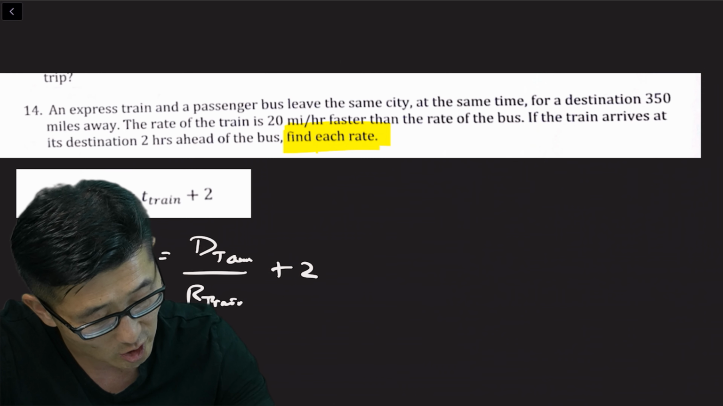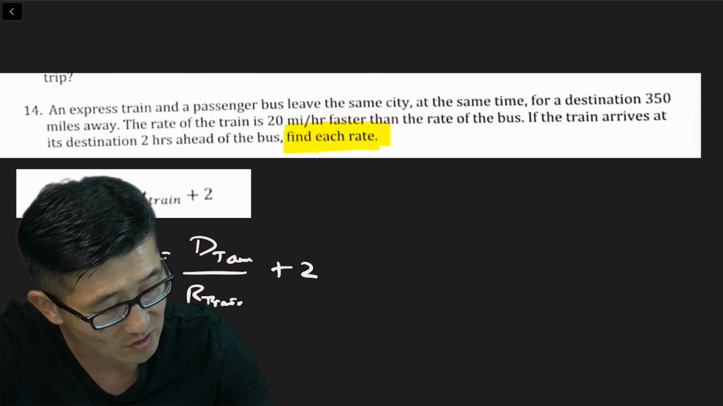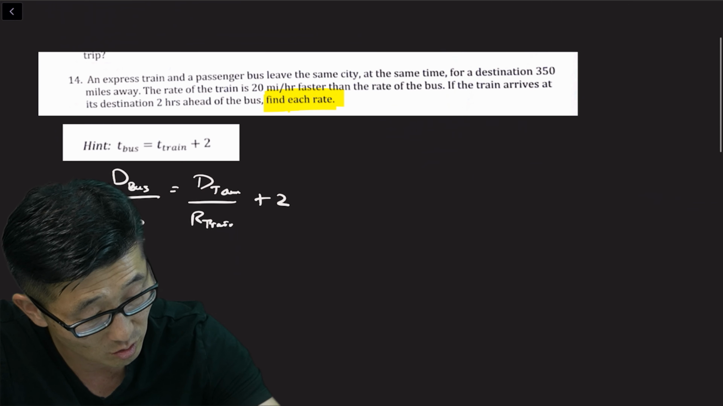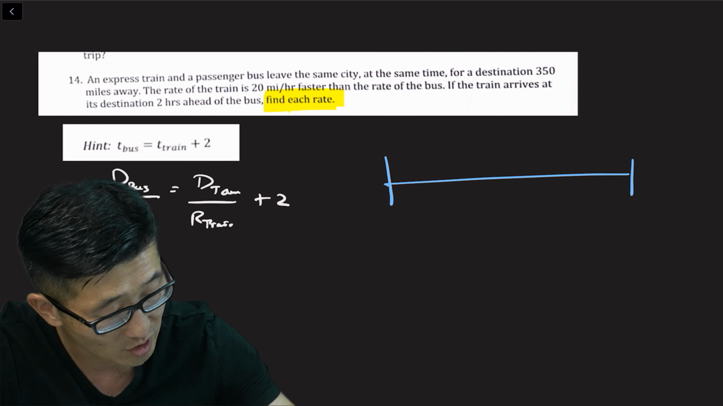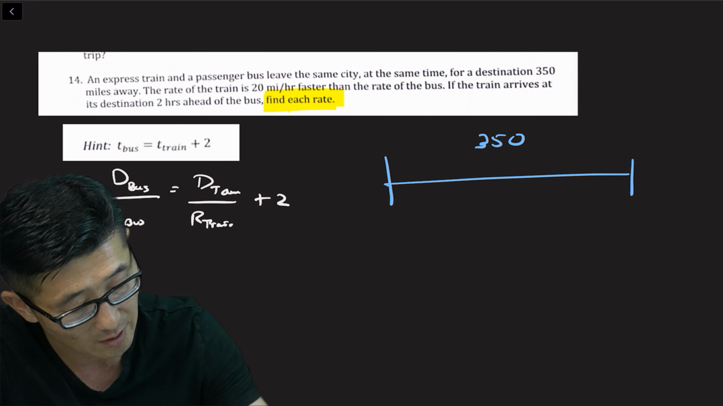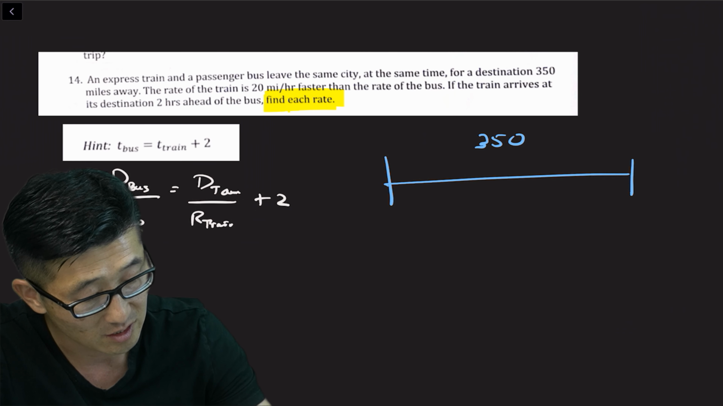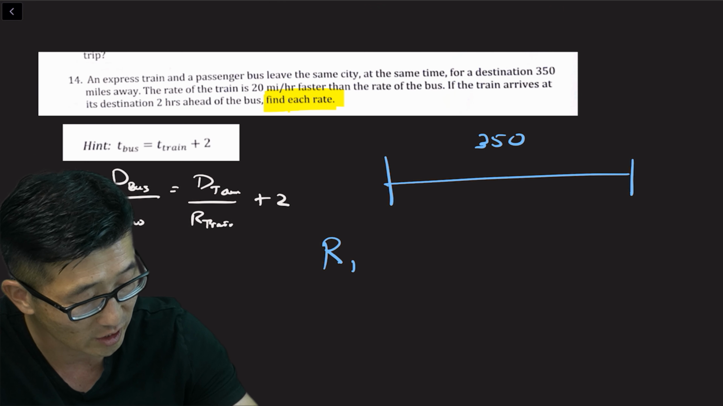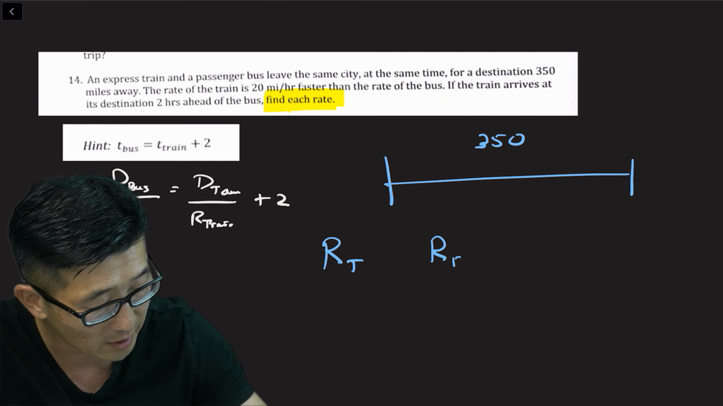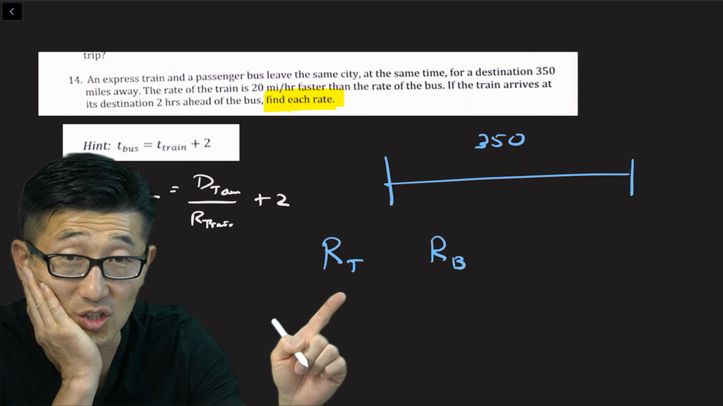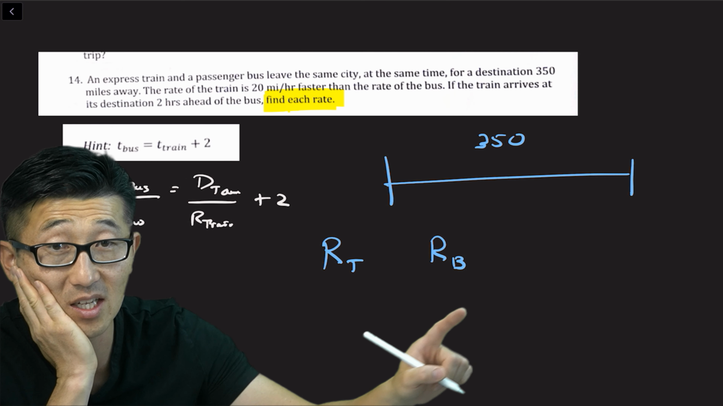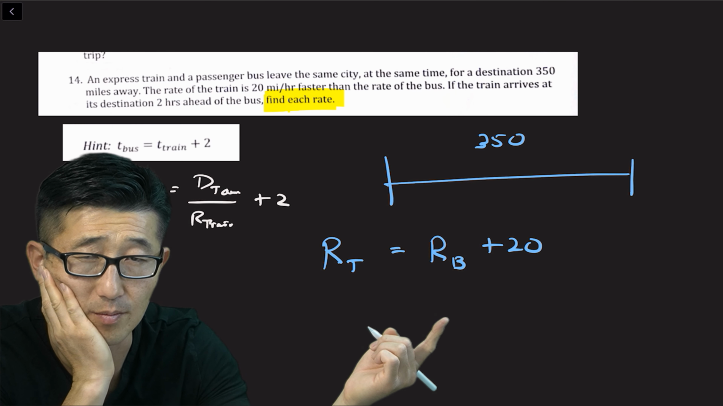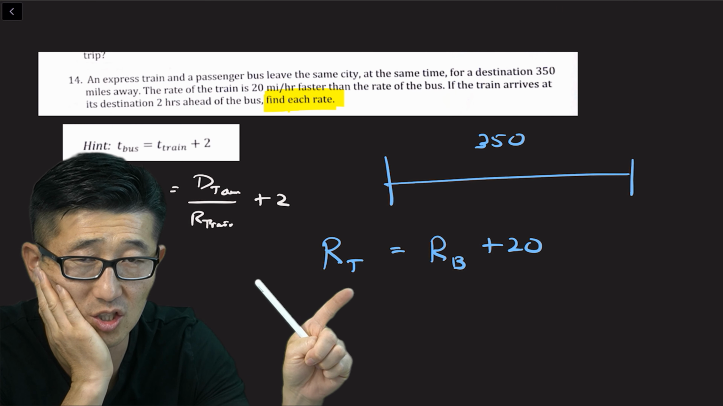So let's see, an express train and a passenger bus leave the same city at the same time for a destination 350 miles away. All right, so let's say that they start here and they went here and it's 350 miles away. The rate of the train is 20 miles per hour faster than the rate of the bus. So how does the rate of the train compare to the rate of the bus? Well, if the train is 20 miles per hour faster, then if I add 20 to the rate of the bus, they should technically be exactly the same. Does that make sense?